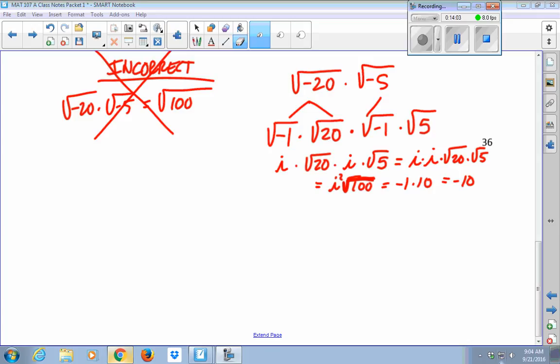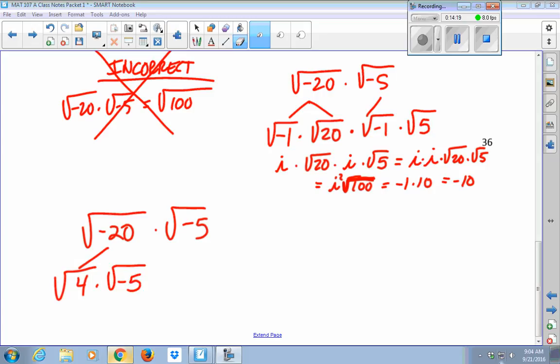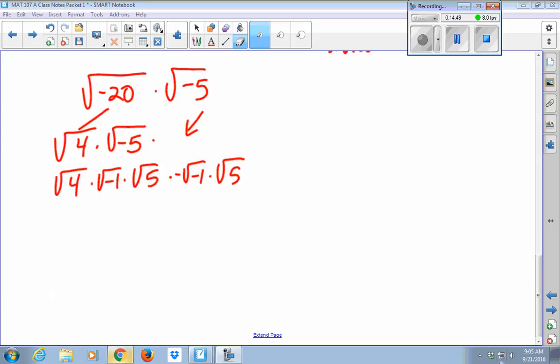Let's take a look at what Jameson wanted to do, because regardless of how I factor each of these numbers under the radical, I should get the same answer. So Jameson wanted to write this as the square root of 4 times the square root of negative 5. And then what did you want to do with the negative, Jake? And then what did you want to do with the square root of negative 5? Can I write this one as negative 1 square root of 5? Yeah. Okay, so then you call the square root of negative 5 the square root of negative 1 times the square root of 5. And then this one is the same, square root of negative 1 times the square root of 5.